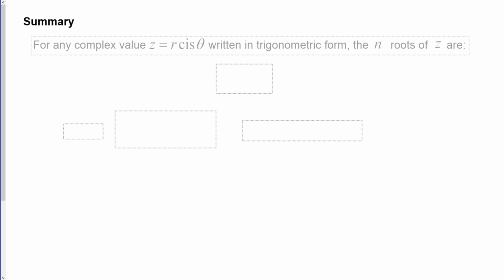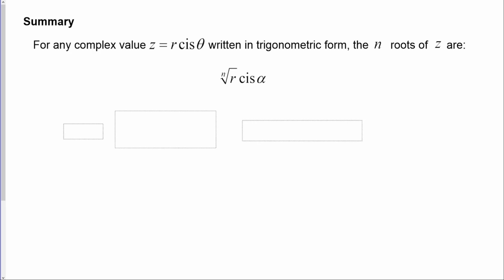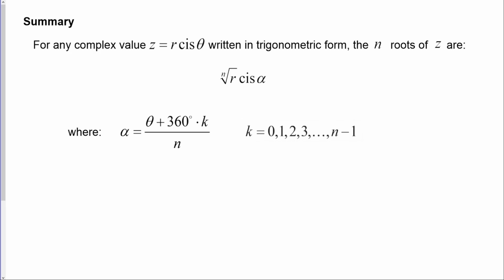So in summary, I know that's a lot thrown at you and it seems overwhelming at this point. I understand. The process you have to follow is actually not that bad. For any complex value z equals r CIS theta written in trig form, the nth roots of z are the nth root of r CIS alpha, where alpha is defined through this formula: theta plus 360 times k, divided by n, where k goes from 0 up to 1 less than whatever n is. Because when you get to n and go on, you start getting repeated roots.